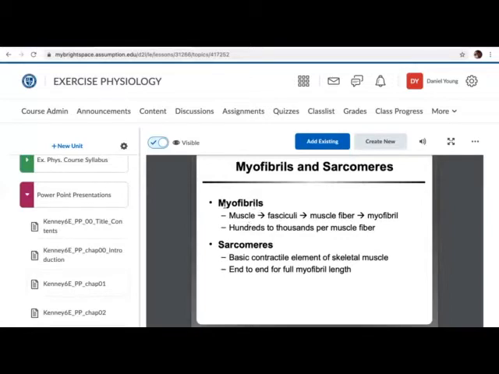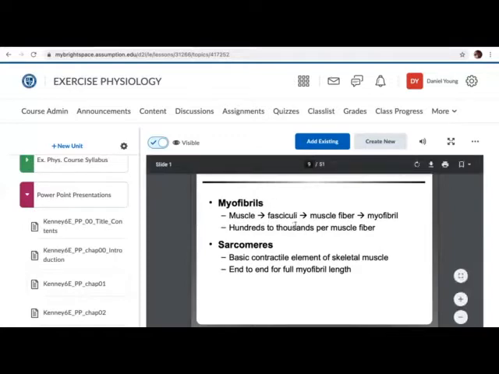Then the muscle is sectioned off into other groups of muscle parts called fasciculi. These fasciculi are also surrounded by that membrane. Within the fasciculi are muscle fibers, again surrounded by membranes. The muscle fibers are made of myofibrils. Myo means muscle, and fibril means fiber. You could have hundreds or thousands of these little myofibrils in each muscle fiber.